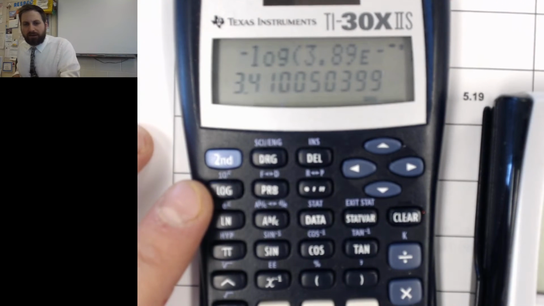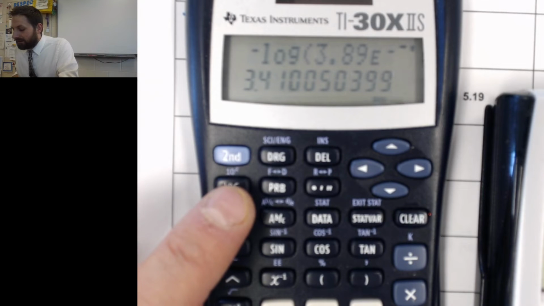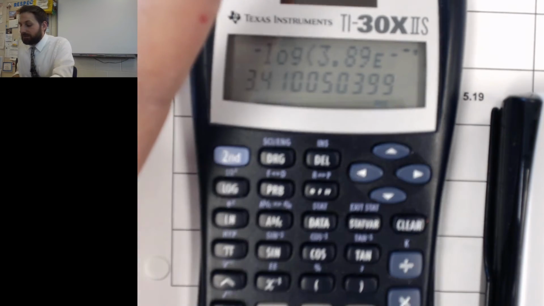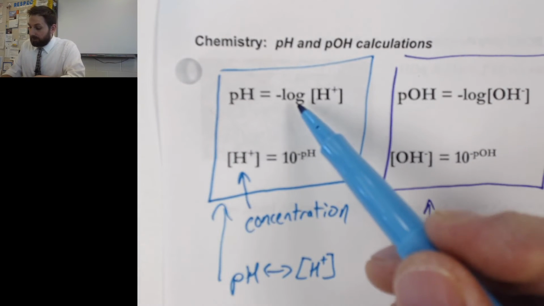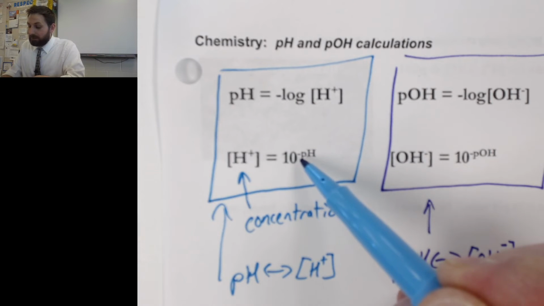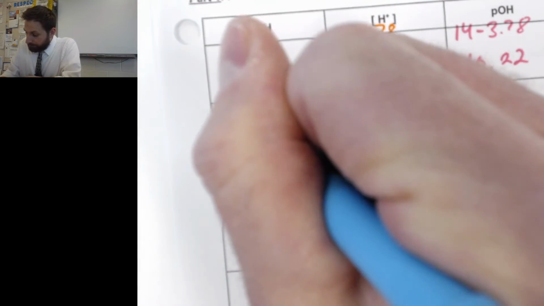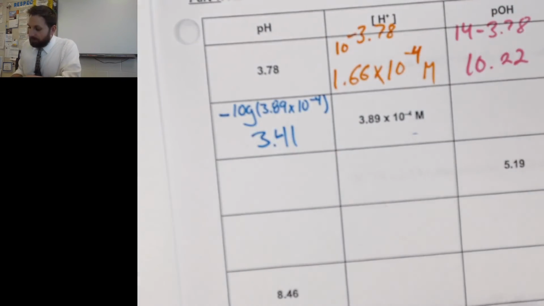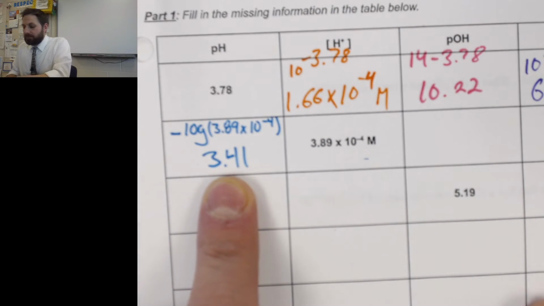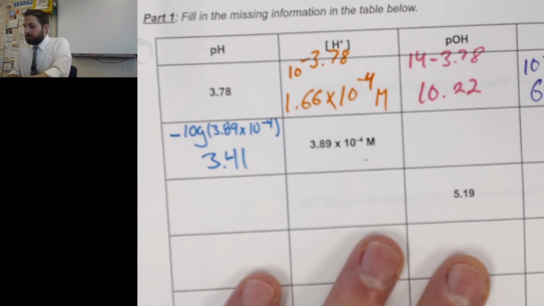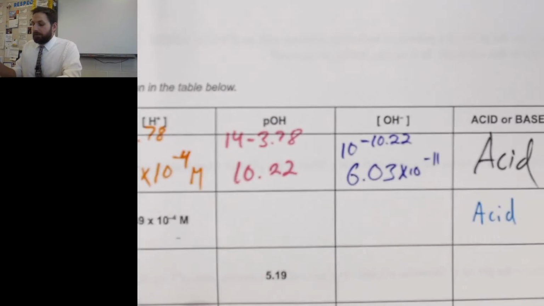Understand where your log button is. Fancy thing about it, the log button is connected to the 10 to the button. It's almost like it was designed for these pH problems. The negative log button and the 10 to the button are usually the same button. Pretty neat. Anyways, I got 3.41. That's a pH. Already, look what I can do with that. Is that an acid or a base? It's less than 7. That's right, folks. We got another acid. All right, I'm going to zoom up a little bit.